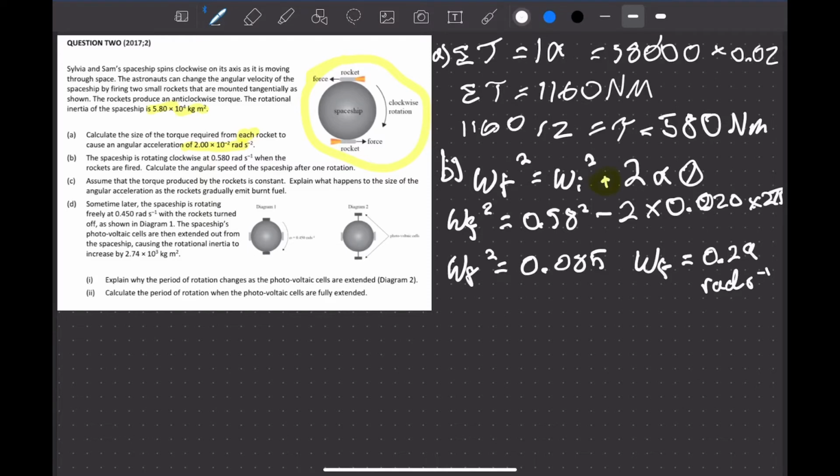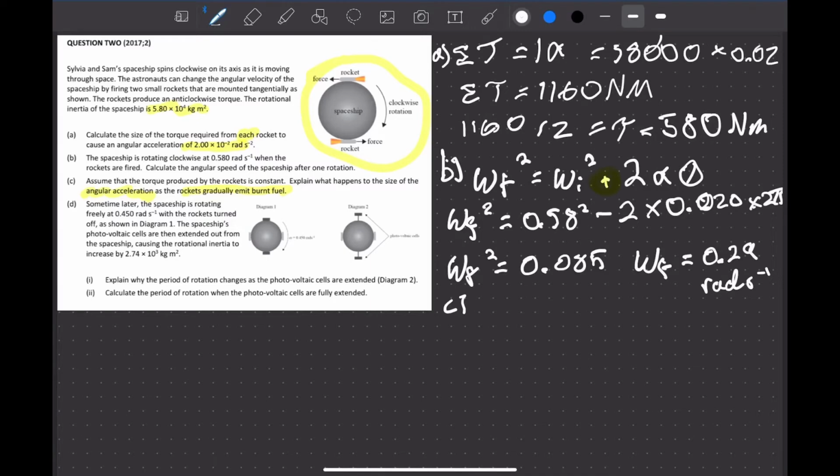Now, let's look at C quickly. So, as we look at C, assume that the torque produced by the rockets is constant. Explain what happens to the size of the angular acceleration as the rockets gradually emit fuel. Okay, so we're going to be looking at angular acceleration and knowing that the rockets are emitting fuel as they're used. So what we're going to think about for C is our understanding of torque, inertia, and angular acceleration.